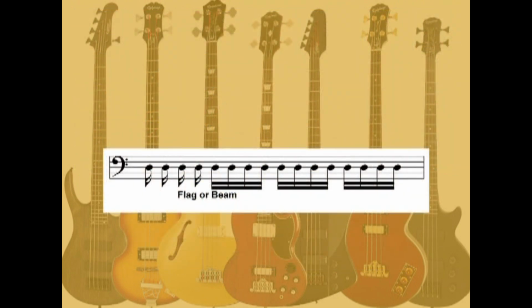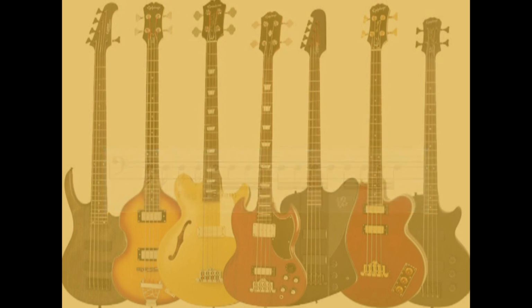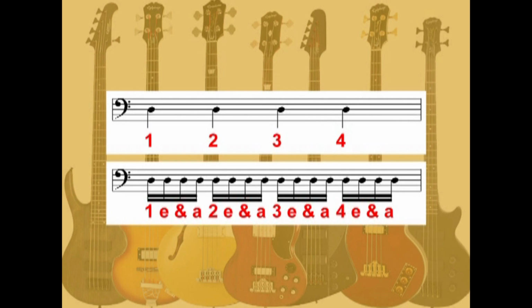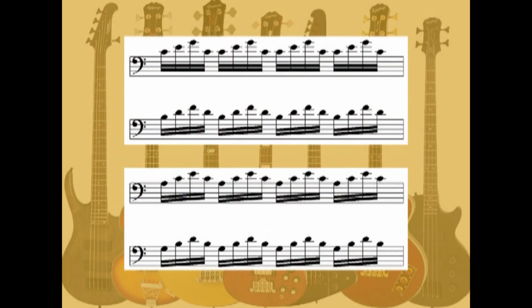Sixteenth notes divide each beat into 4 pulses. To do this, we are now going to count each beat as 1 e and a, 2 e and a, 3 e and a, 4 e and a. Here is another arpeggio exercise. We'll start with the high C chord and descend in pitch using 16th notes to arpeggiate each chord.